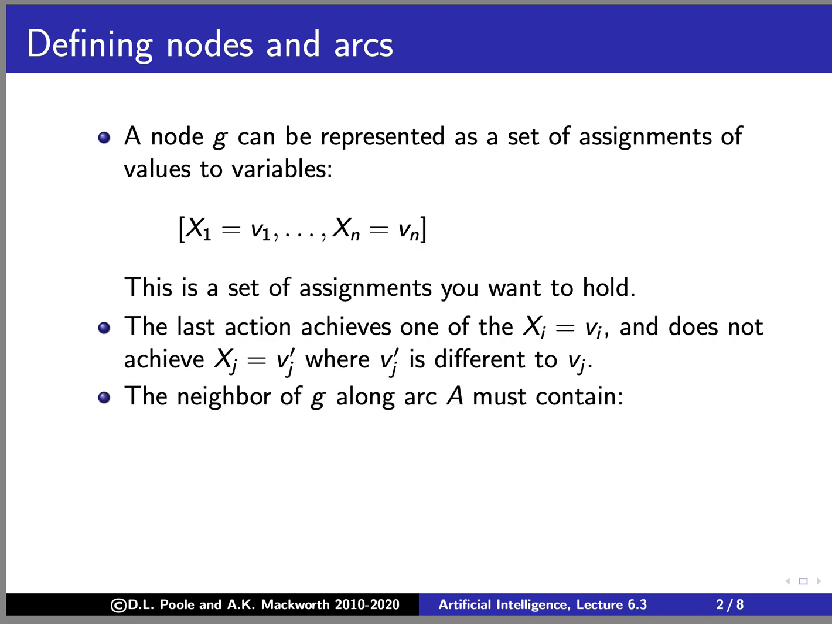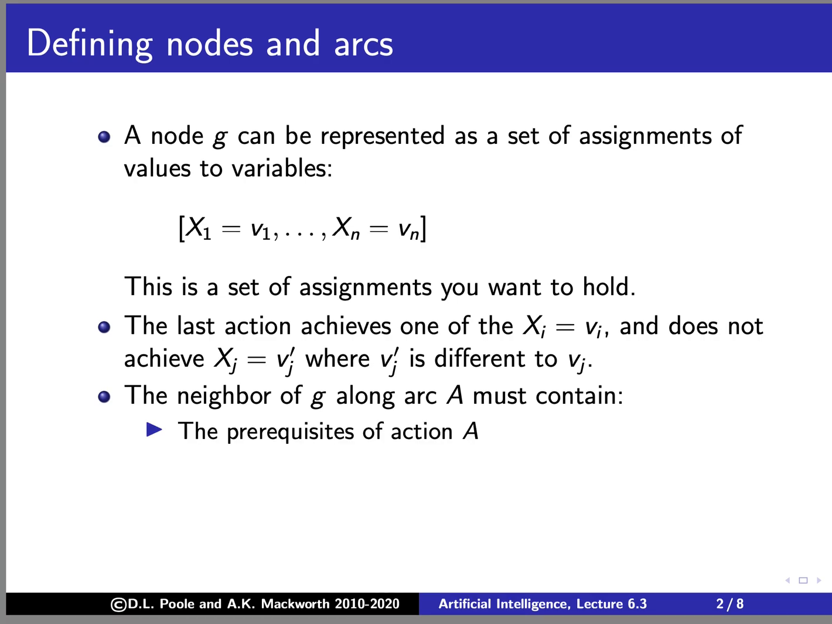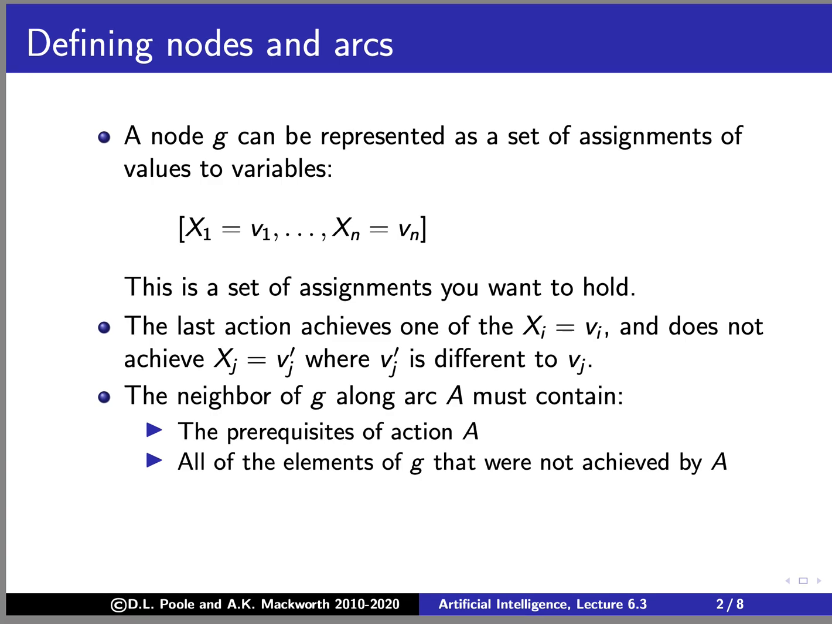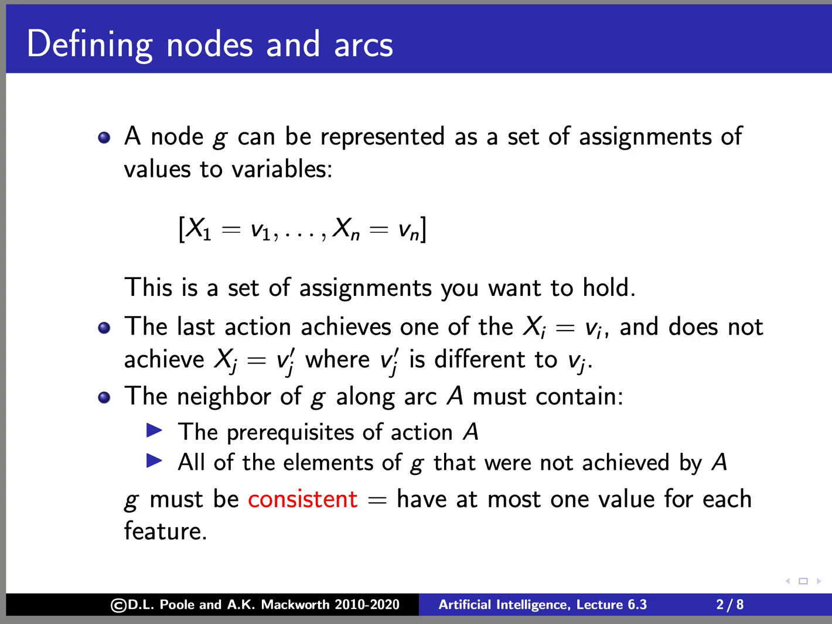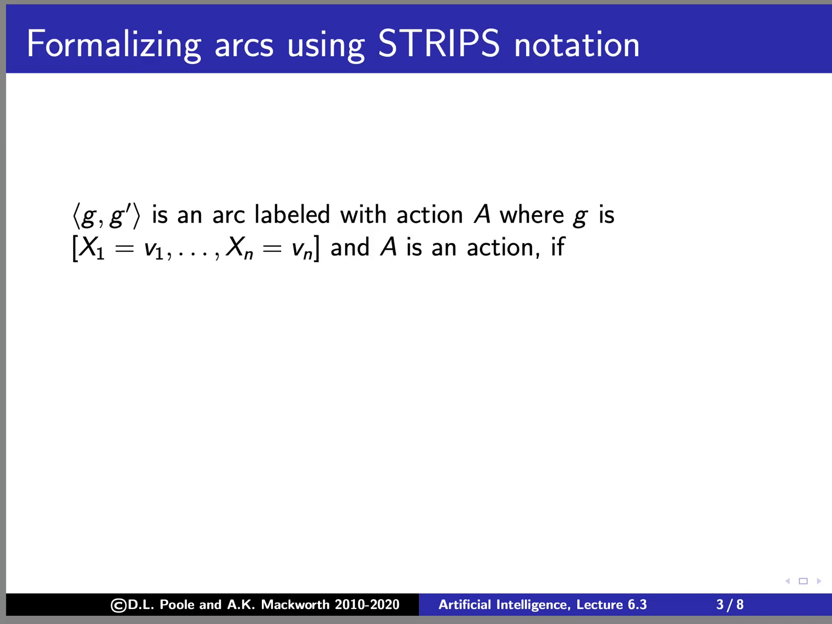A is going to be one of the last actions, and the neighbor of G along arc A must contain the prerequisites of action A, because action A has to be able to be carried out, and all the elements of G that were not achieved by A. The other thing about the neighbor is that it must be consistent. It must have at most one value for each feature. All the nodes here that we're talking about have to be consistent.